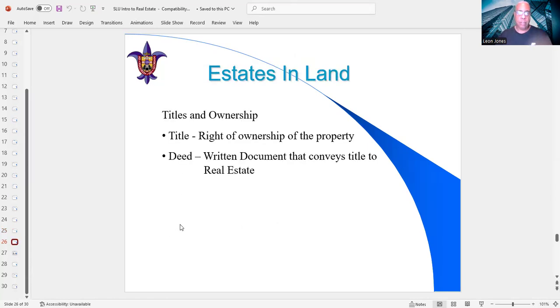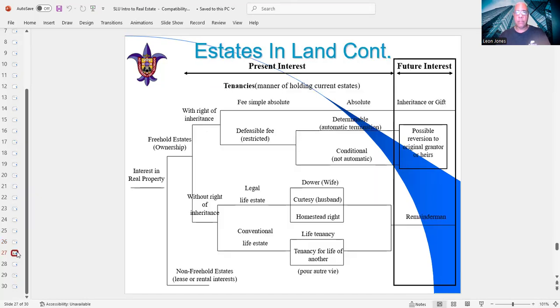Estates in land, titles and ownership. Under the title, you have a right of ownership of the property. And then you have the deed. It's a written document that conveys title to real estate. Okay. You have the estate, and here's what happens.